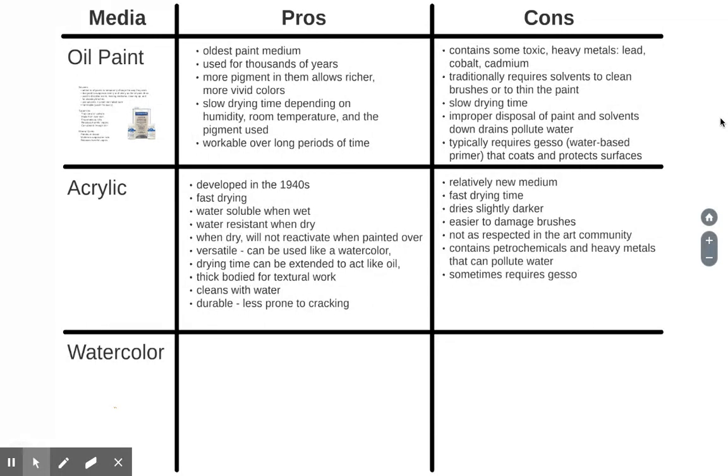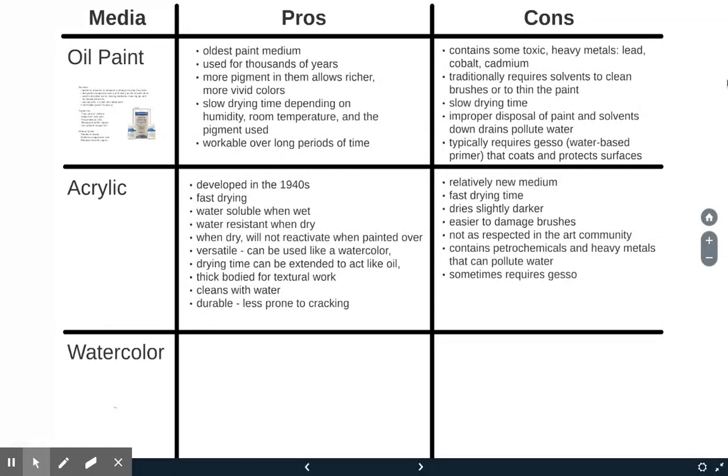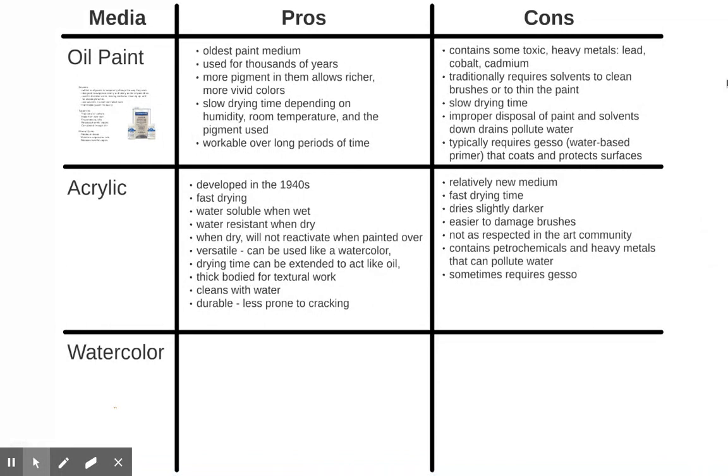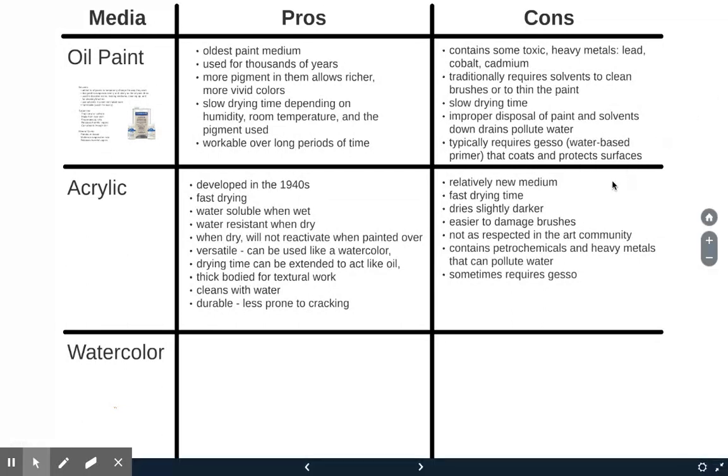It's durable, which means it's less prone to cracking. It's flexible and hardens over time. The con is that it is a relatively new medium, which is fast drying, meaning that you don't have a lot of time to do some work, as you would with an oil that stays wet for a long period of time. It dries slightly darker than it looks out of the tube.